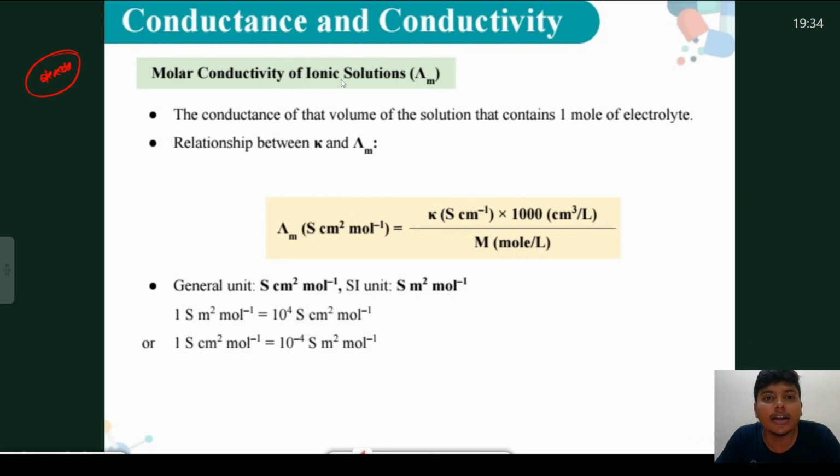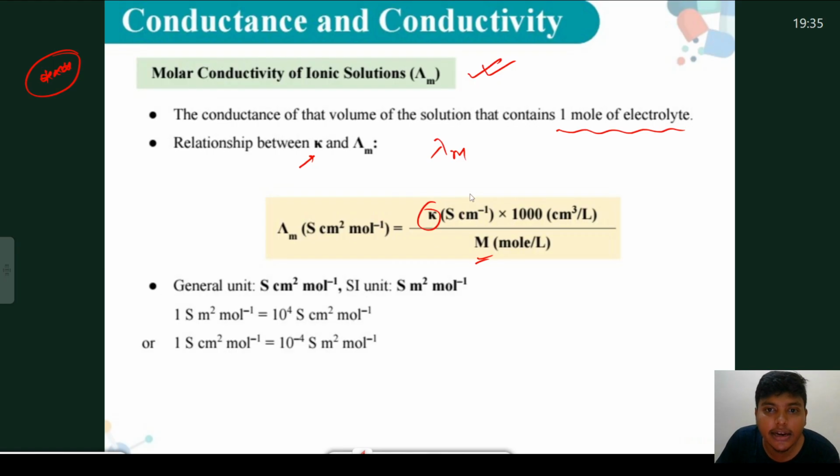See, molar conductivity of an ionic solution. Now what is molar conductivity? Molar conductivity means the conductivity of 1 mole of electrolyte. How to show it? Molar conductivity is lambda m. Now, what is the relation between lambda m and normal conductivity? Simple thing: the conductivity of 1 molar solution.